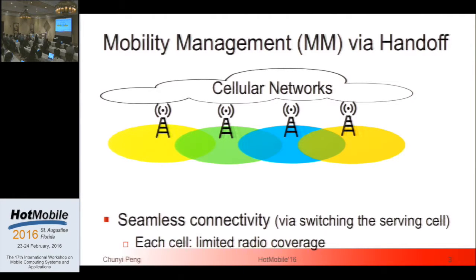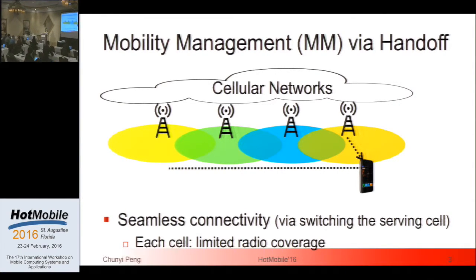We know in a cellular network, each cell has limited radio coverage. So when the device moves from one place to another, we have to switch the serving cell to maintain seamless radio connectivity and then the connectivity to the core network. This way, we can ensure ubiquitous network access and provide data and voice service on the go.